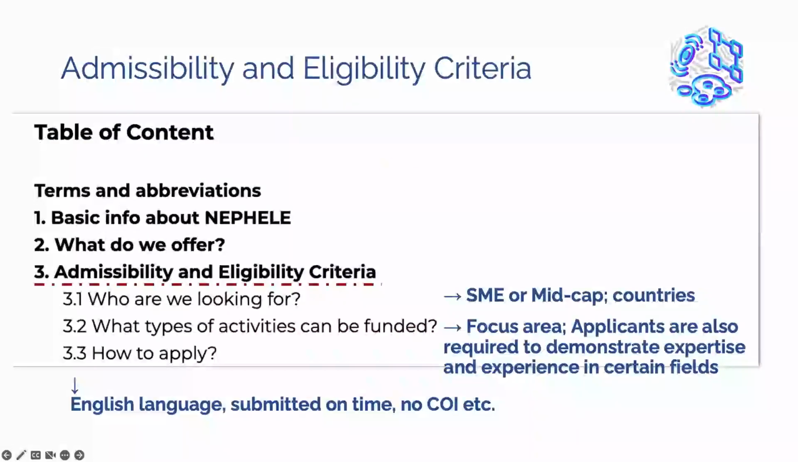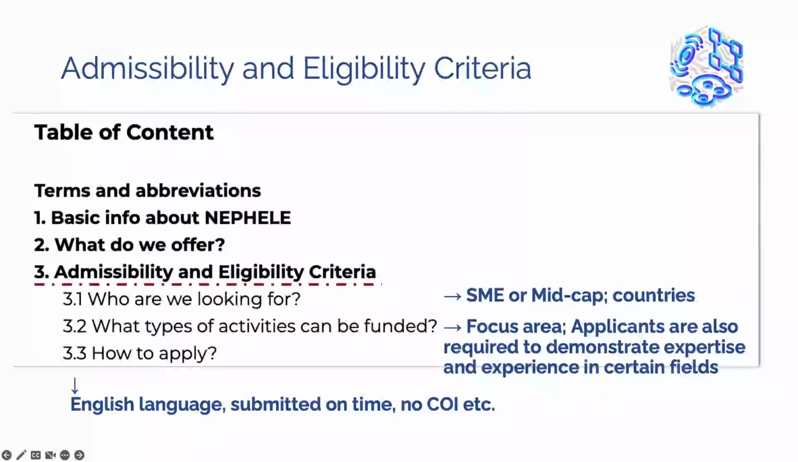So before applying, make sure that you tick all the boxes regarding the admissibility and eligibility criteria that are presented in section 3 of the guide for applicants. There are 3 different sub-chapters that you need to look at. The first one is: who are we looking for? You must either be an industrial SME or a mid-cap established in the listed countries.